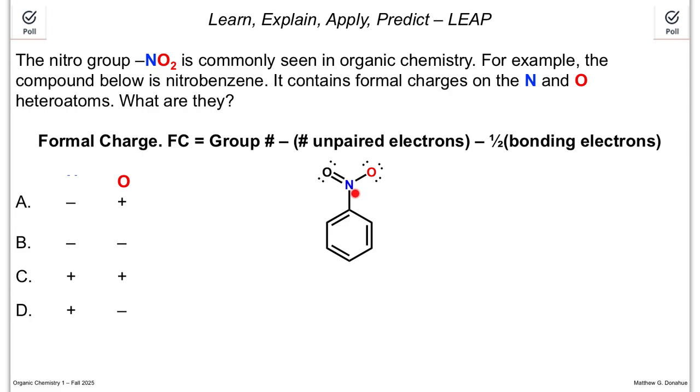So nitrogen has 1, 2, 3, 4 bonds. It doesn't have a lone pair. Oxygen has 1 bond and 3 lone pairs. So the N should be what charge? So plus, you have to balance things off, therefore oxygen's minus.